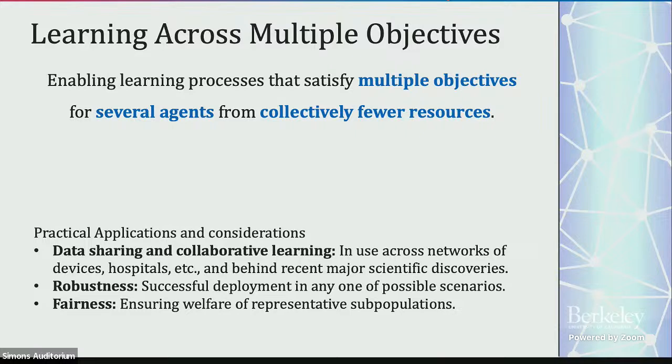And while we have seen that this has a lot of relationship to fairness, I think there are 2 other things that we shouldn't forget. This is also a very classical robustness question. I'll give some citations, and also a data sharing and collaborative learning application. So beyond fairness, there's actually a lot of other applications we should be thinking about.